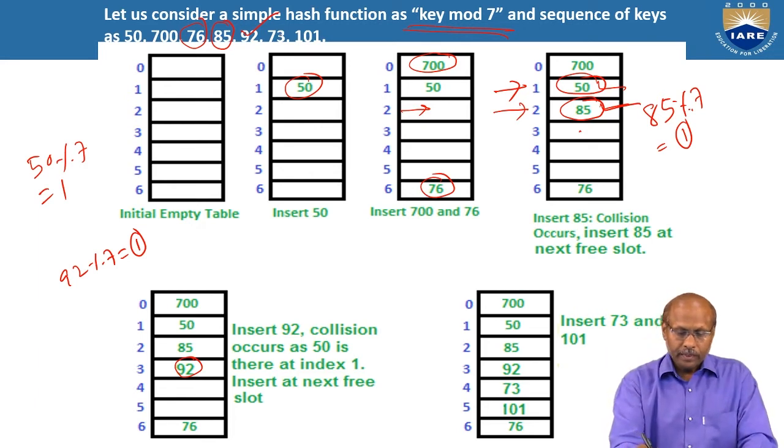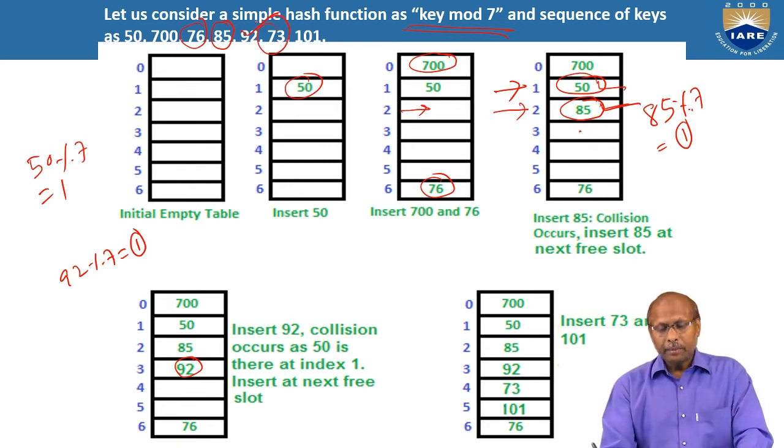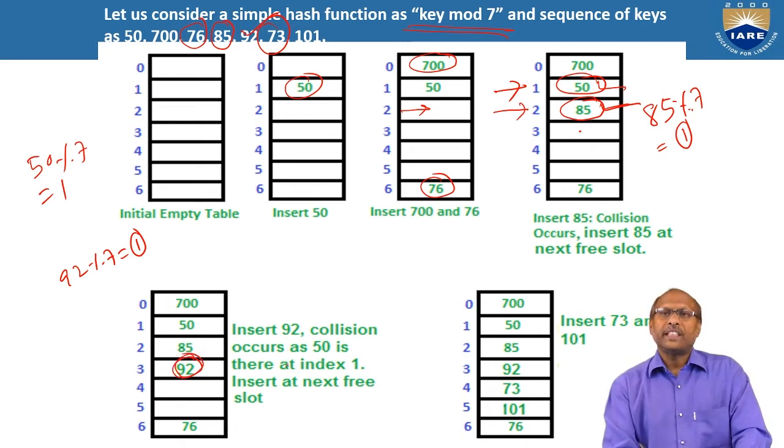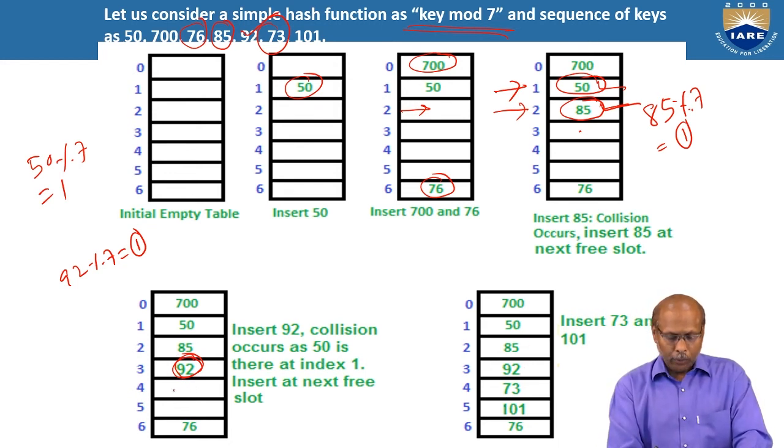Next, 73 comes. 73 means 73 modulus 7, that is 3, 3rd position. But in the 3rd position, data 92 is already available. So there is a collision. When there is a collision, again come down to the next slot. The next slot means the 4th position. This slot is free, so in that free position, the 73 will be stored.